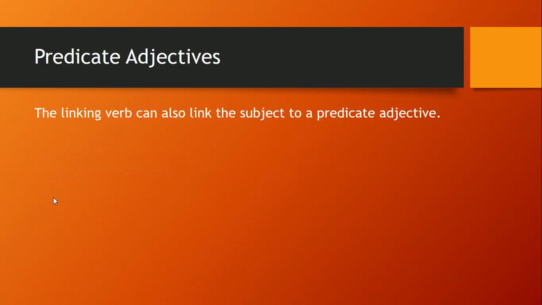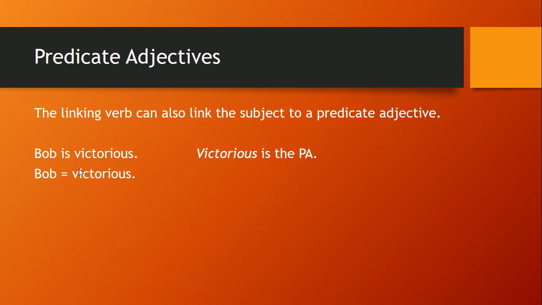Predicate adjectives. Okay, so the linking verb does not have to link the subject and a predicate nominative. It can also link it to an adjective, a lot like the object complements. They were the same thing. So again, there aren't a lot of mistakes that are associated with this, but we just want to know what they are. So Bob is victorious. Instead of Bob is the winner, Bob is victorious. Victorious is now the predicate adjective. So they are equated with each other. So he equals that. It's just like in math, but in math it's more like a thing and a thing, a 2 and a 2, or a 2 and a 1 plus 1.